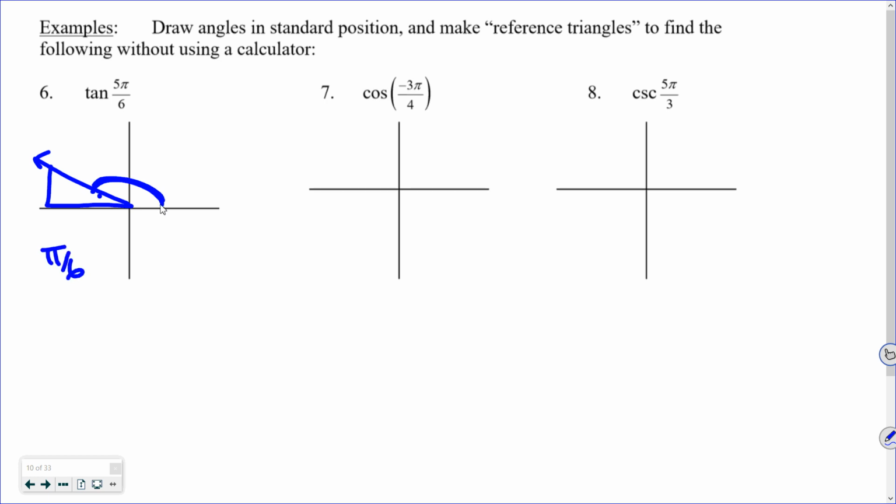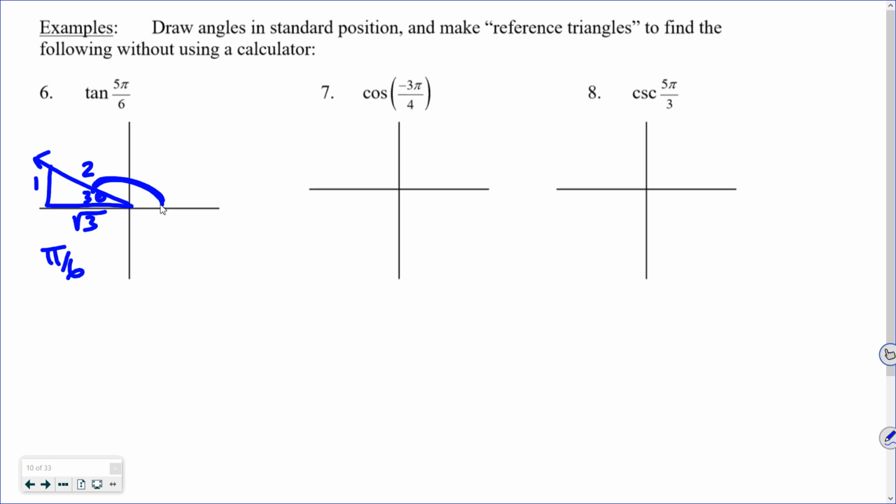Now, pi over 6, this is where, if you know pi over 6, pi over 4, and pi over 3, that can make your job real easy. Pi over 6 is 30 degrees. Oops, sorry about that. So this would be 30 in here. So go ahead and draw your triangle. The side opposite the 30 was 1, the hypotenuse was 2, and the longer leg was square root of 3.